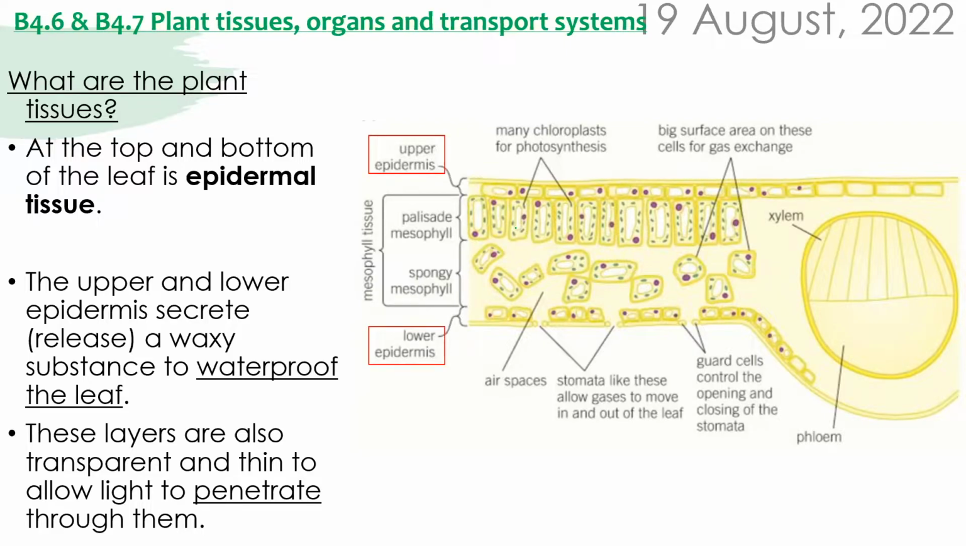There are reasons for the epidermis. Obviously, it's to protect the plant from pathogens getting in through the waxy surface. Also, it waterproofs the leaf. In areas where it rains a lot, plants will often have a thicker upper epidermis, so the water will literally just fall off the leaf. Remember, leaves don't take in water. They don't want to take in water.